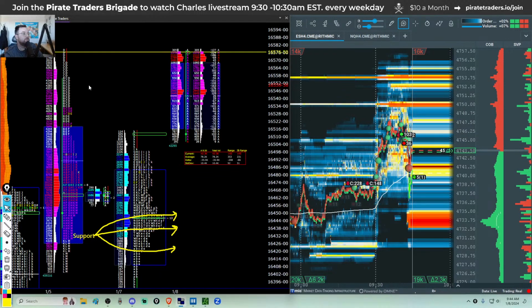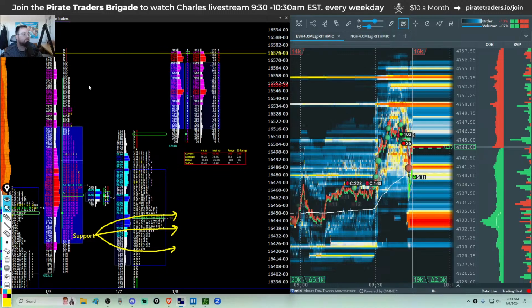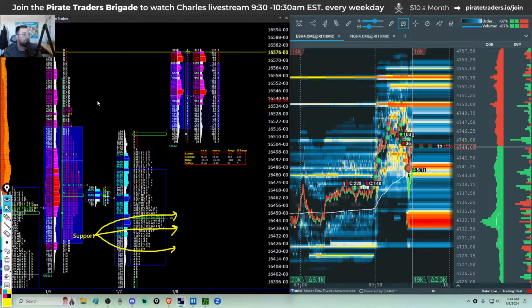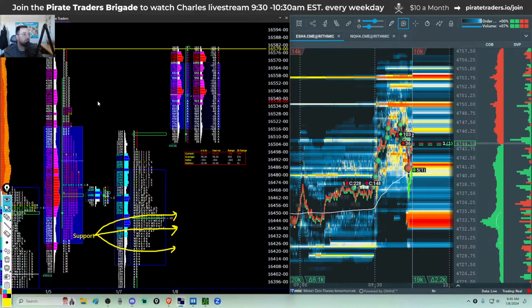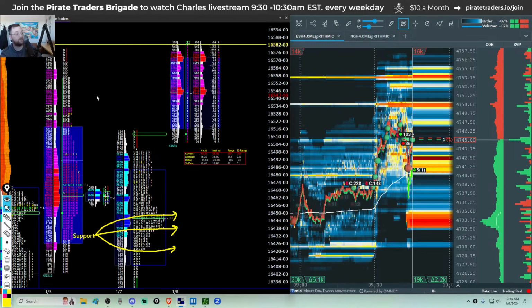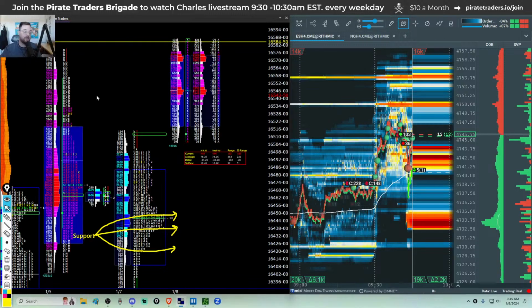All right, NQ testing yesterday's high. So this is very, very important. Do they make a weak high and fail here, or do they get above yesterday's high on the Q? There it is, above yesterday's high. Okay, so this changes everything.